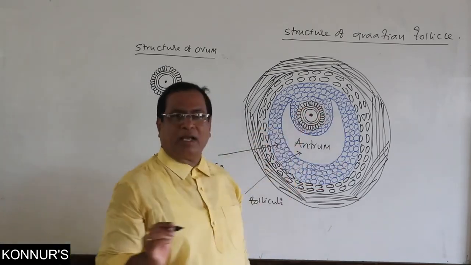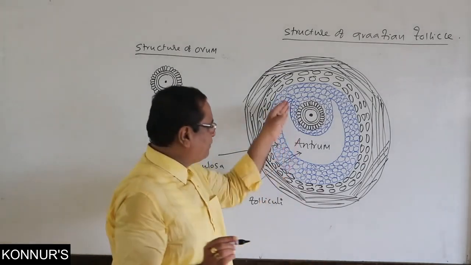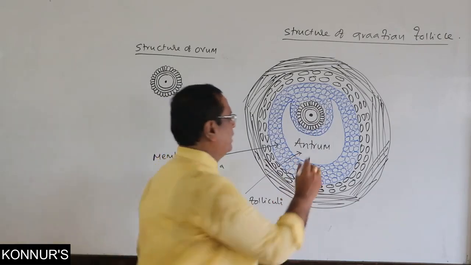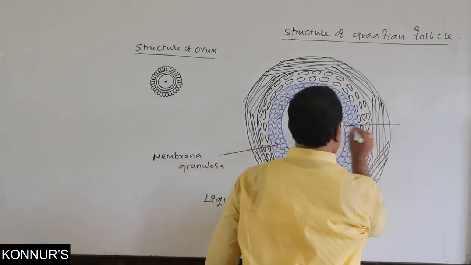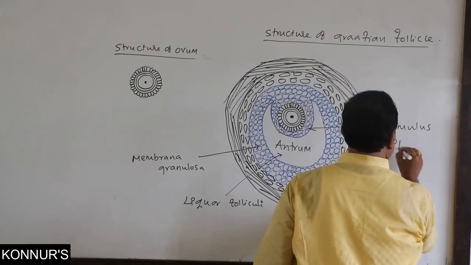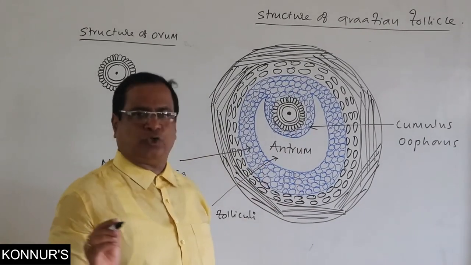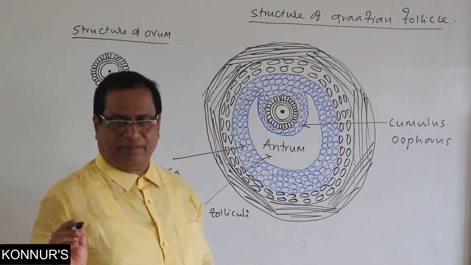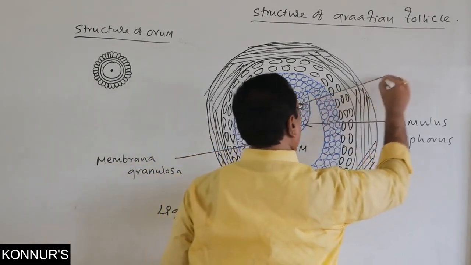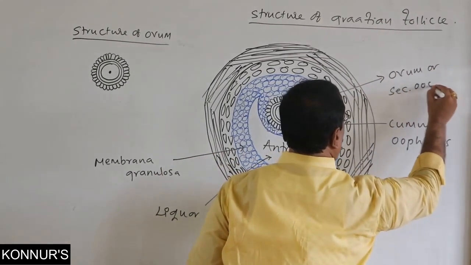Many-layered membrana granulosa. At one side, that membrana granulosa is projected into the antrum. That projected part is named cumulus oophorus. That projected part is said to be the cumulus oophorus. In this cumulus oophorus, there is an ovum or secondary oocyte.